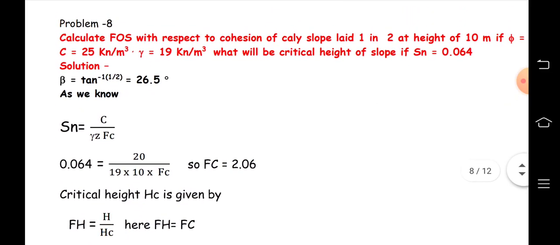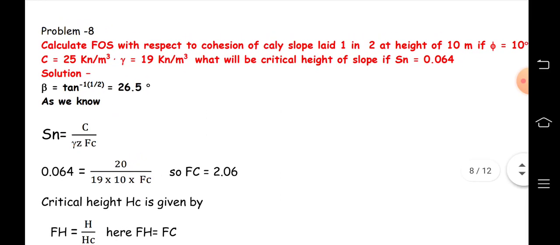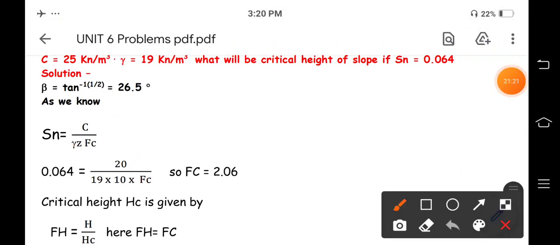0.064? So first of all, we are going to calculate the slope angle, because the slope is laid at 1 in 2.